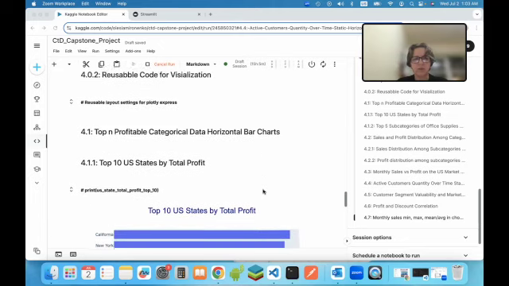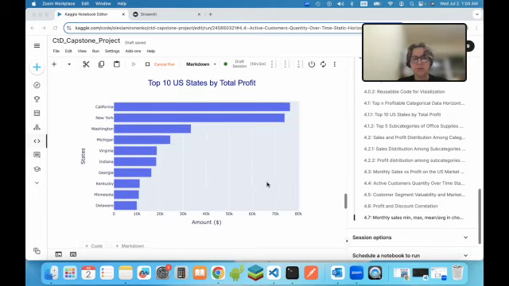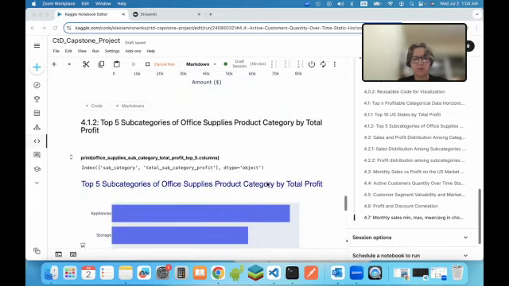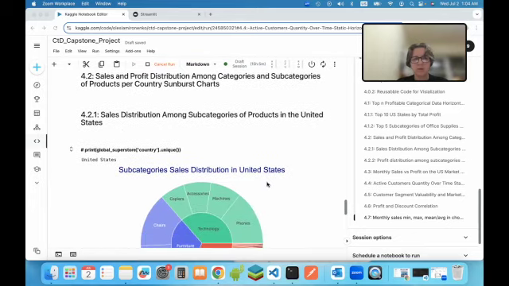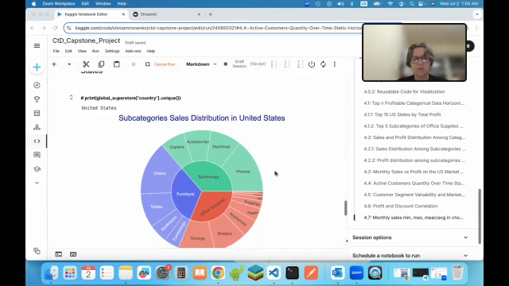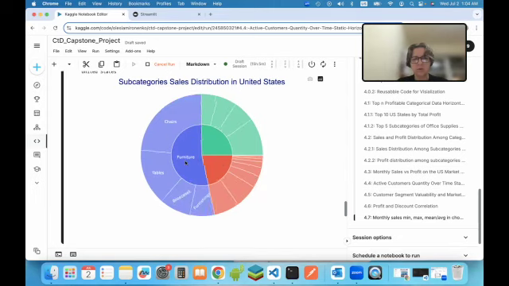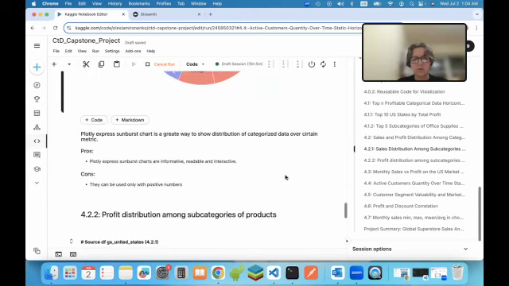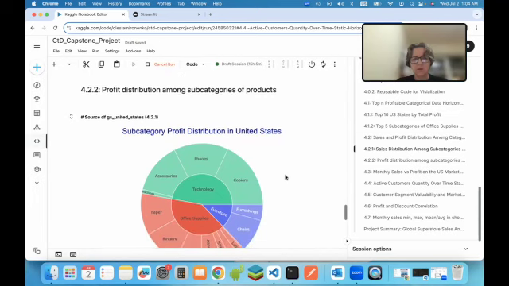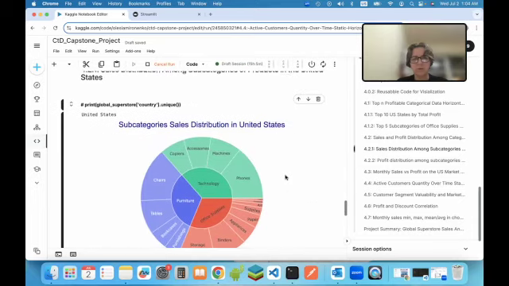Here's the visualized data. The horizontal bar chart for the top 10 states by profit, and the top 5 subcategories. Here's the sunburst chart for sales distribution. You can see it for different categories separately. And here's the profit distribution, and here's the sales distribution.